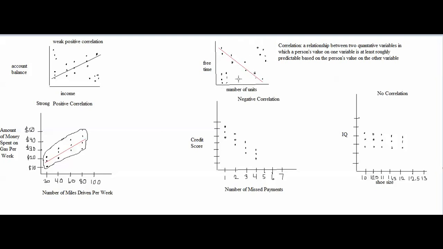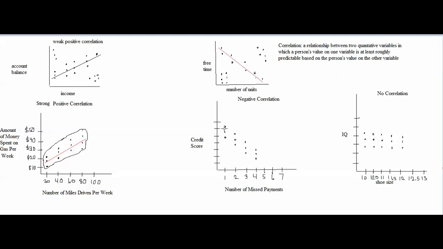So if this was the data set, then this would be showing a weak correlation between free time and number of units, meaning it's showing that as the number of units goes up, free time goes down, but it doesn't go down very consistently.